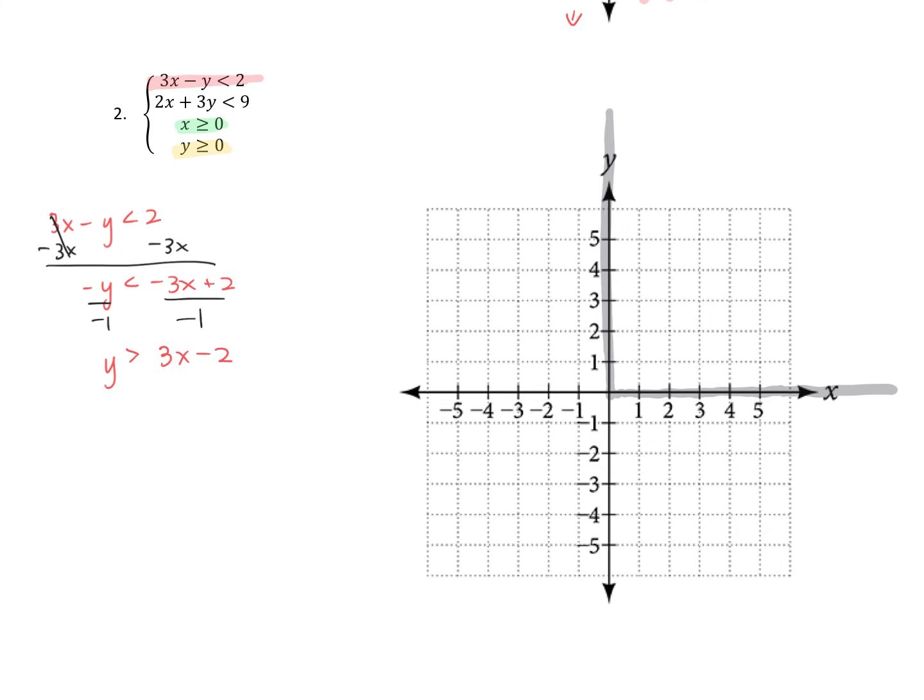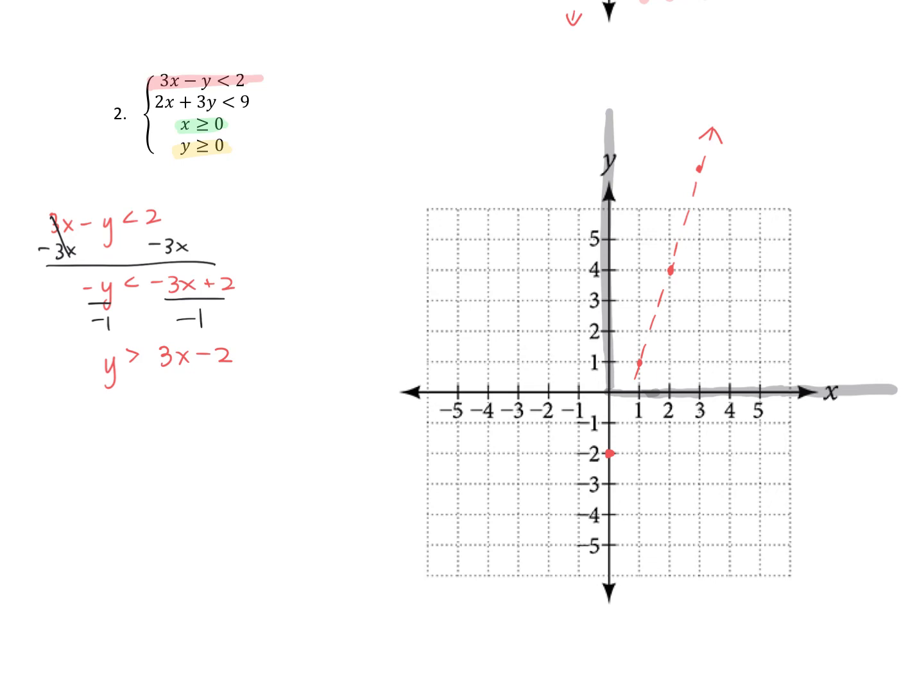So I can go ahead and graph that. So negative 2 is my y-intercept. My slope is 3, so I can go up 3 over 1. And then I would graph that with a dotted line because it's not or equal to. And I can really just stop there. I don't have to continue going down below the x-axis because remember we had the stipulation that x had to be positive or non-negative, and so did y.